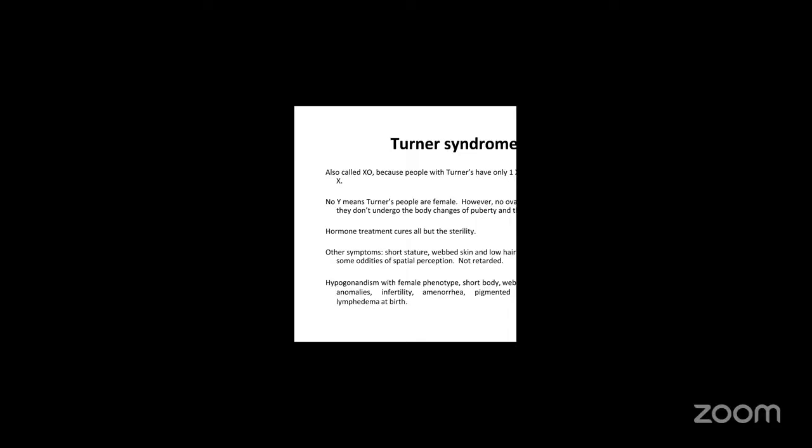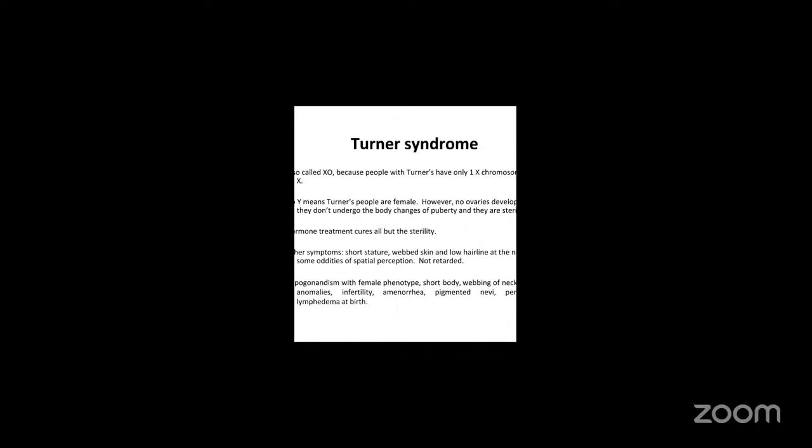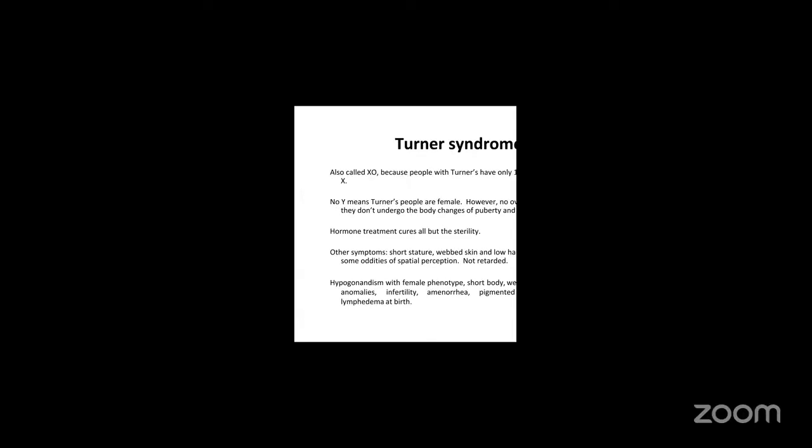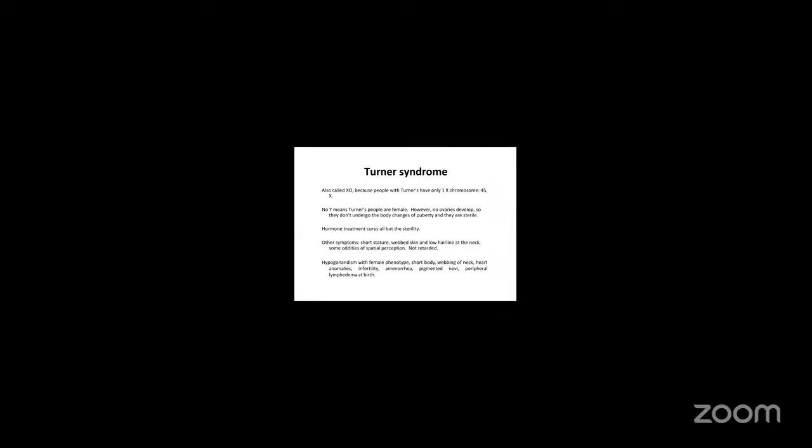The other symptoms include very short stature, webbed skin and low hairline at the neck, some oddities of spatial perception, and they are not retarded. Now, hypogonadism with female phenotype will be there. They have a short body, webbing of neck, heart anomalies, infertility, amenorrhea, pigmented nevi, and peripheral lymphedema at birth. So these are some of the symptoms related with Turner syndrome. Okay, and it is seen only in the female.